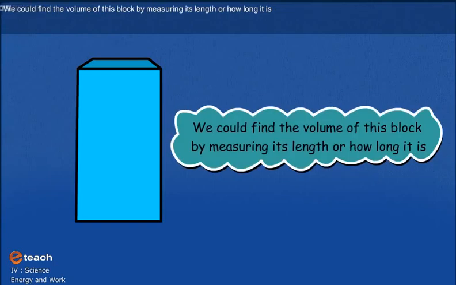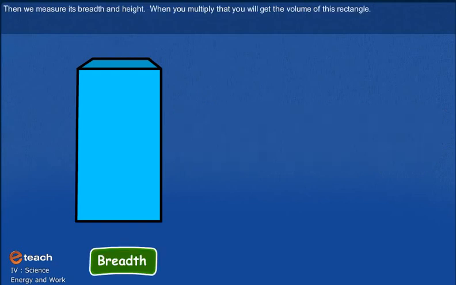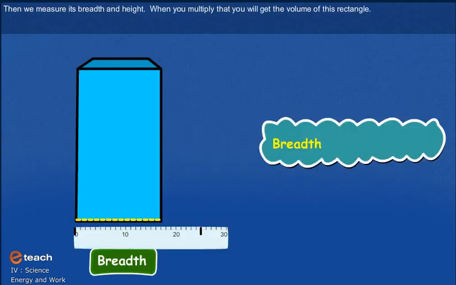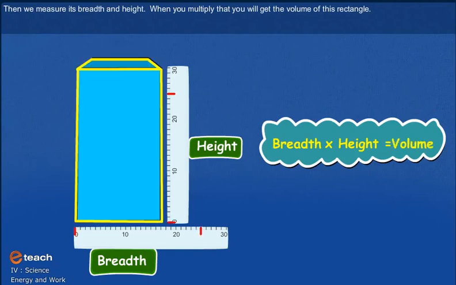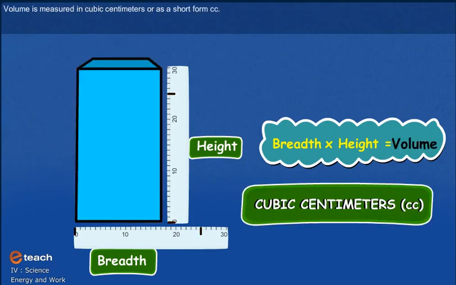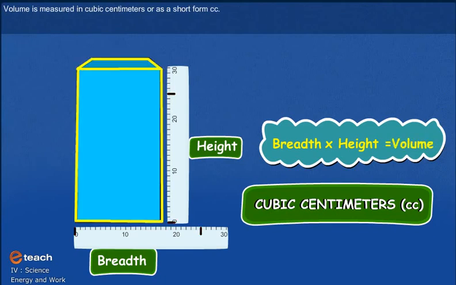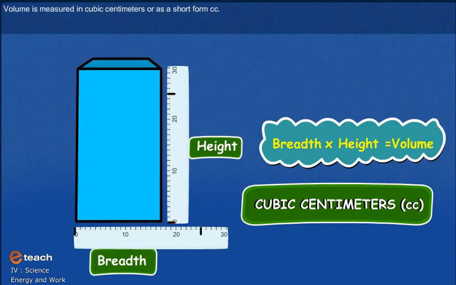We could find the volume of this block by measuring its length or how long it is. Then we measure its breadth and height. When you multiply that, you will get the volume of this rectangle. Volume is measured in cubic centimeters or, as a short form, cc.